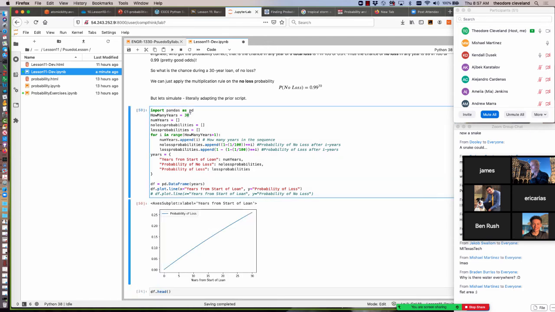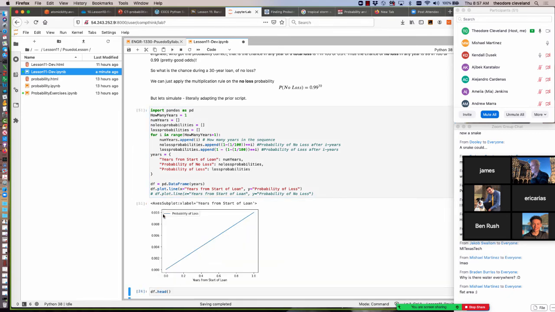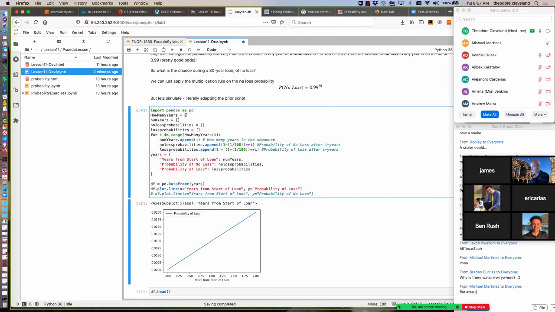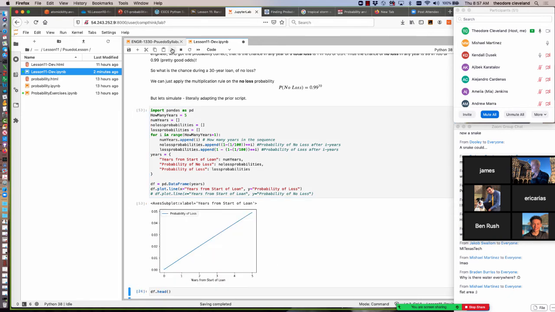But let's do it for just 1 year. Okay, so the probability of loss in 1 year is remarkably low. It's 1%. 2 years, it's gone up to somewhere around 2%. 5 years, 5%.